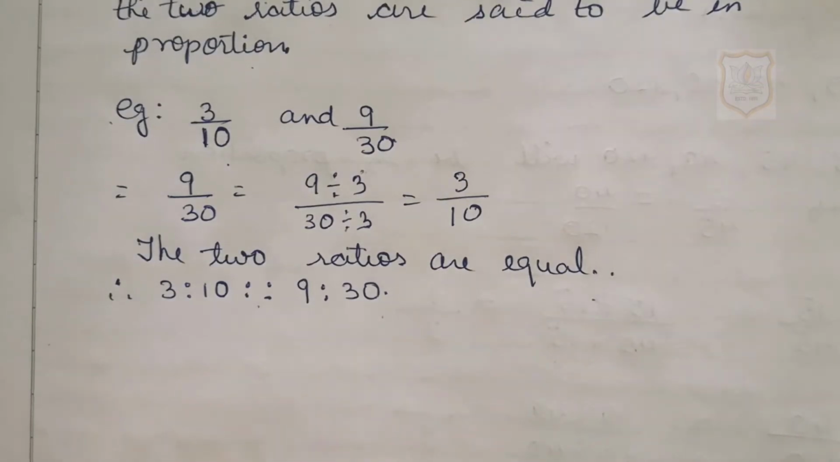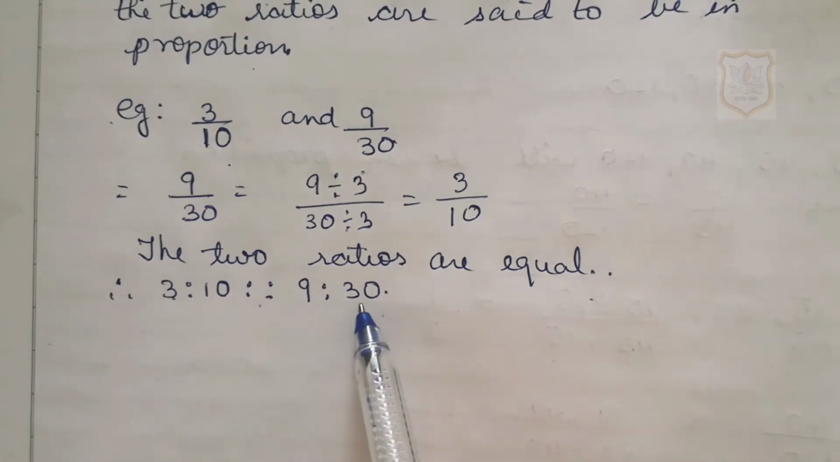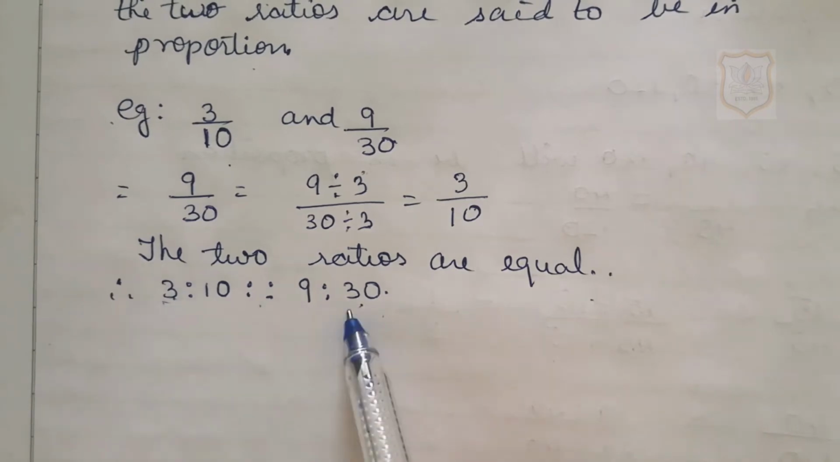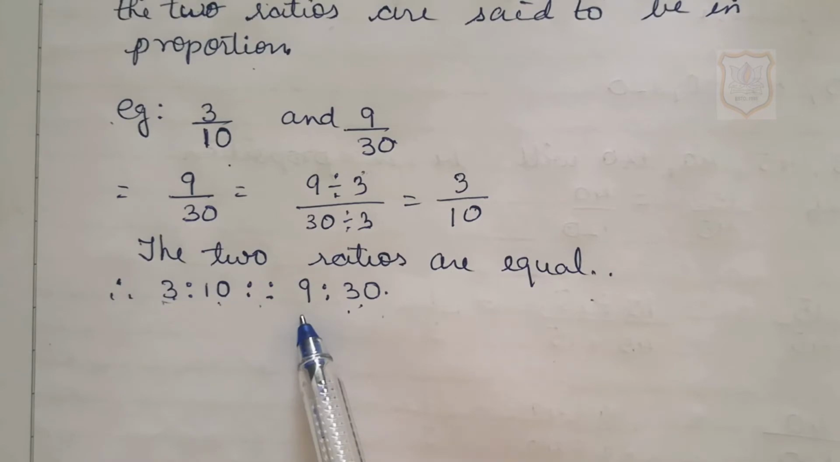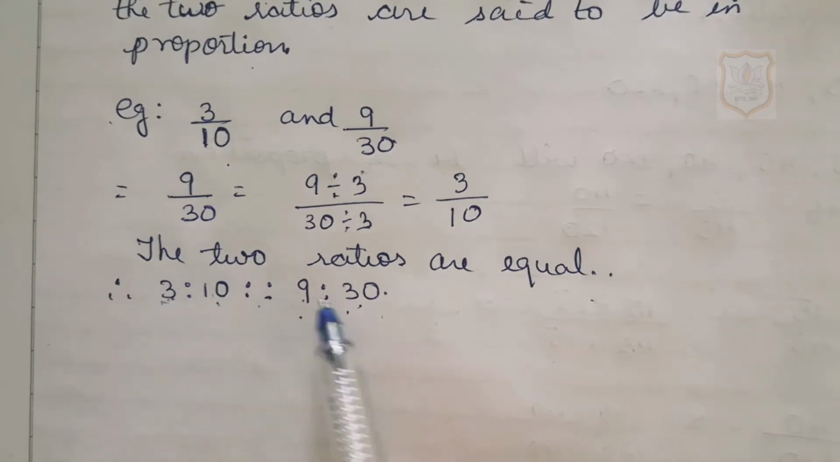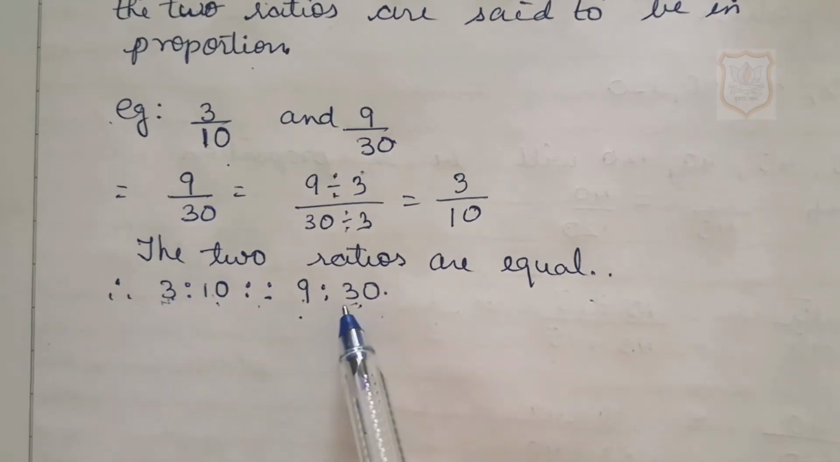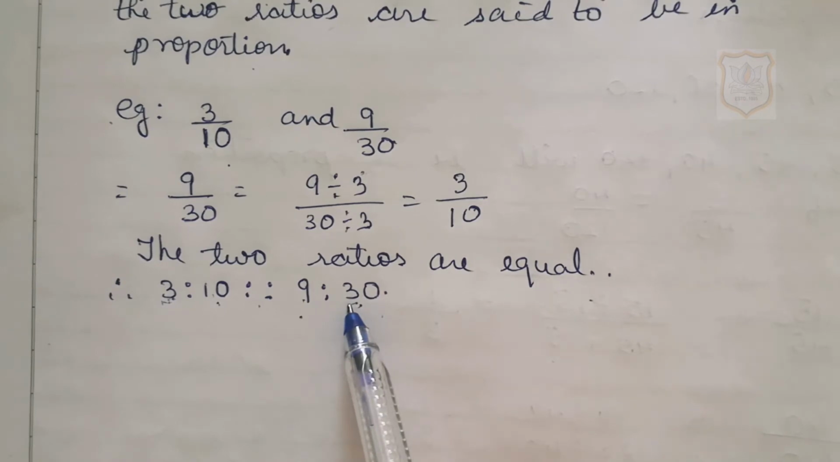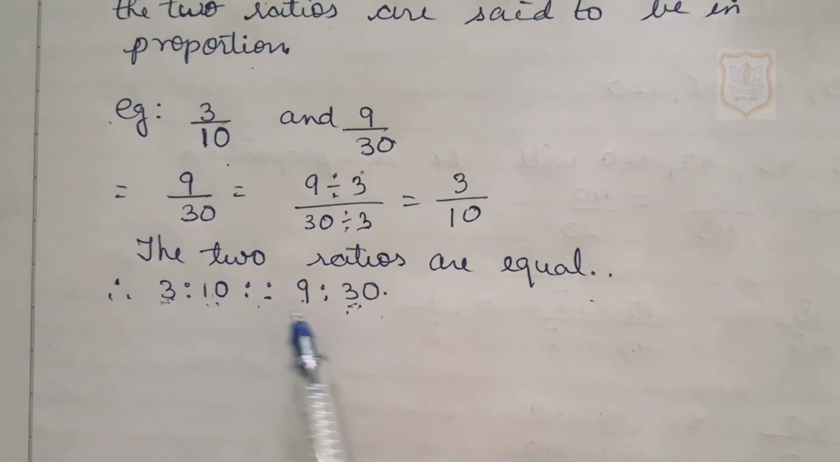Students, if four quantities are taken in order, they are known as the respective terms. The first and the fourth terms are called extremes. This is the first term and this is the fourth term. These two terms are called extremes, and the second and the third terms are called middle terms or means. This is the first, second, third and fourth term. The first and the fourth terms are called extreme terms, and the second and the third terms are called means terms.